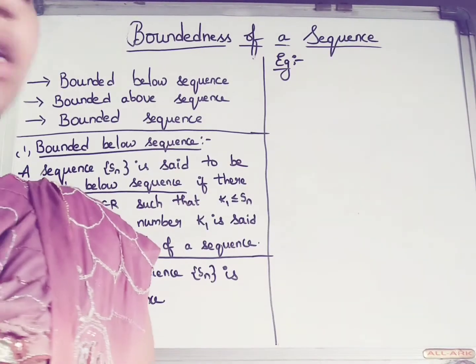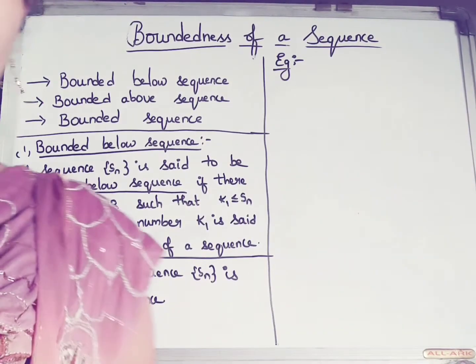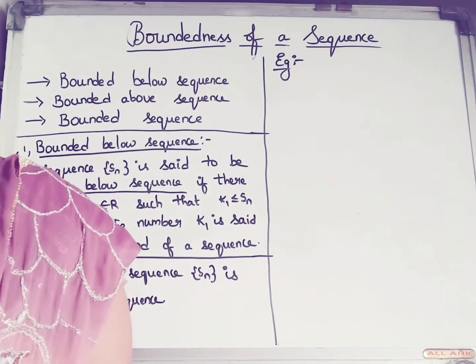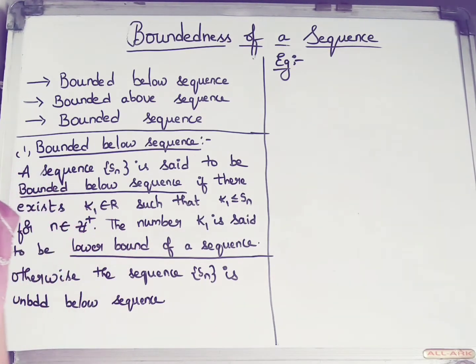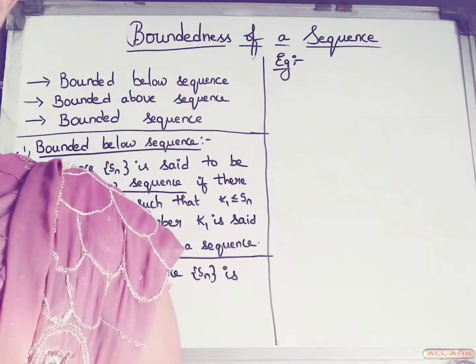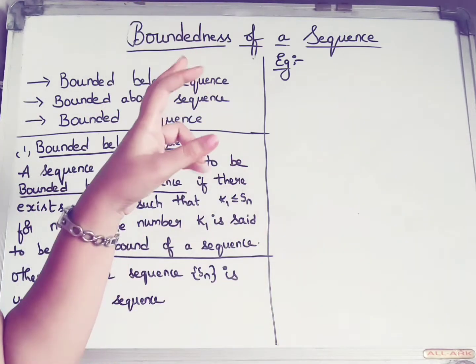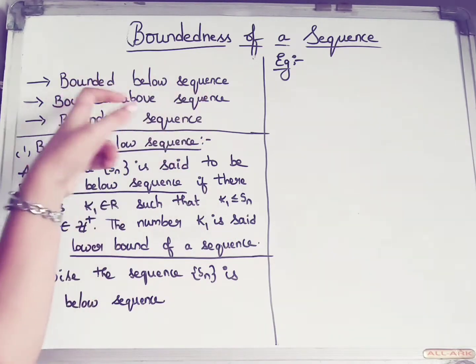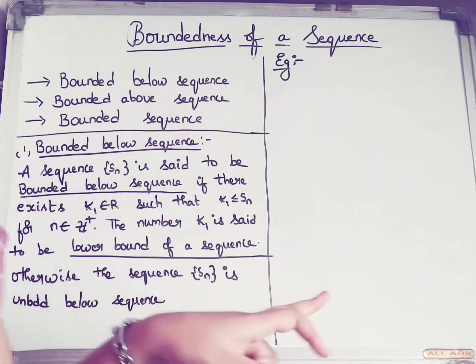Hello students, last class I explained sequence definition with examples. Next, constant sequence and range of a sequence. In this class I want to explain about boundedness of a sequence. In this topic we have three more subtopics. They are bounded below sequence, bounded above sequence, bounded sequence.